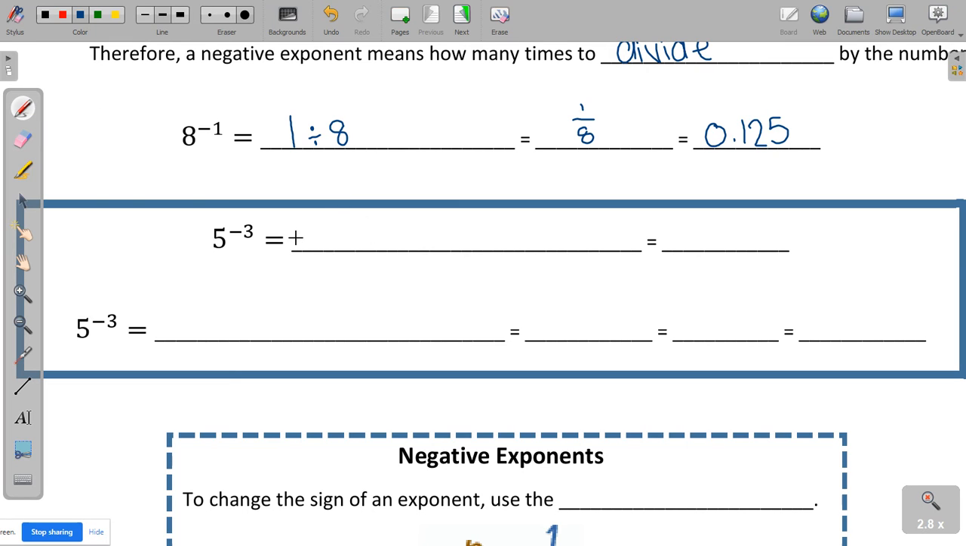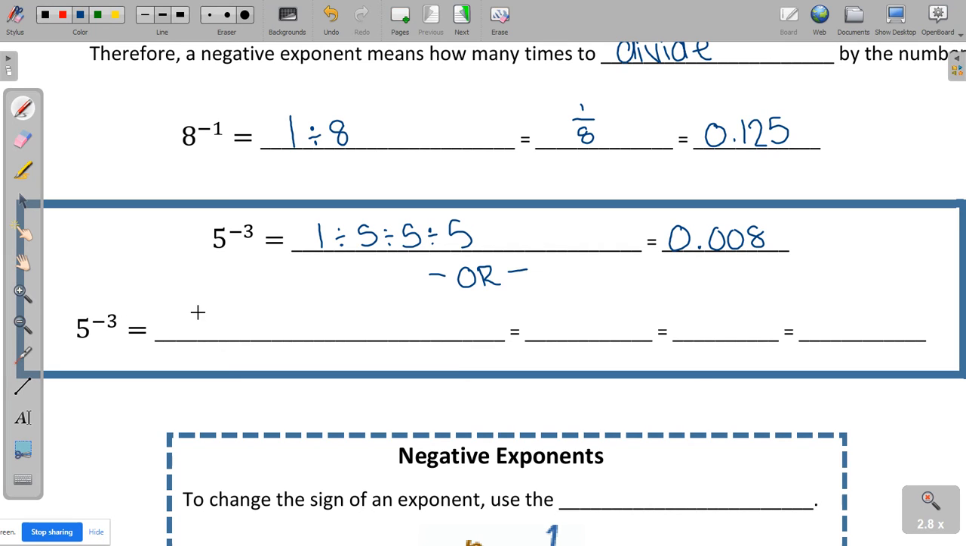So let's look at 5 to the negative third. That is 1 divided by 5 divided by 5 divided by 5. So take a 1 and divide by 5 three times. So when you do that, you get 0.008. There is another way to look at this.